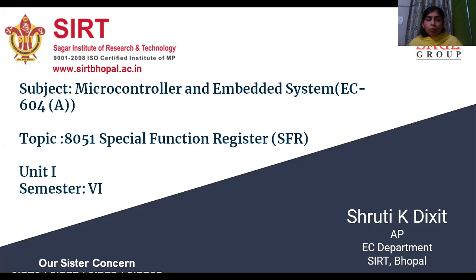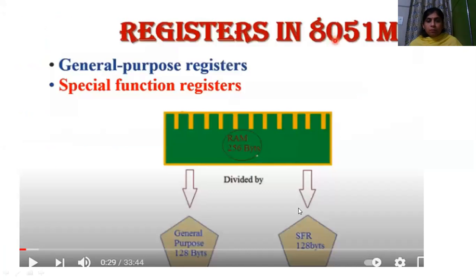Today, we are going to discuss about the 8051 Special Function Register. There are two types of registers in 8051 microcontroller, General Purpose Register and Special Function Register. Random access memory, total 256 bytes are there. It is divided into two registers, general purpose register and special function register. General purpose register is 128 bytes and special function register is 128 bytes.